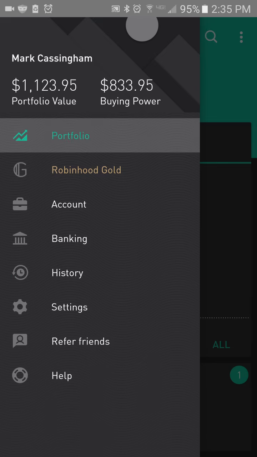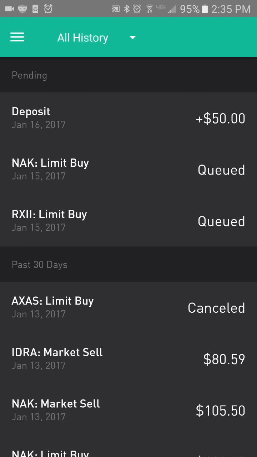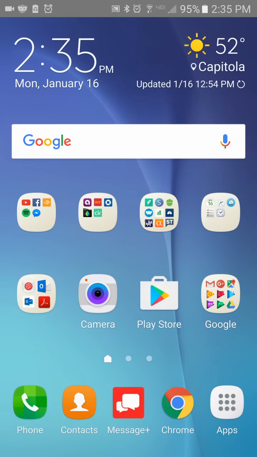So if I go into my history, you see these two stocks right here, RXII and NAK. I basically scanned for these, and I'm going to show you guys what I did and how I found out that I wanted to buy them. So let's start from the top.